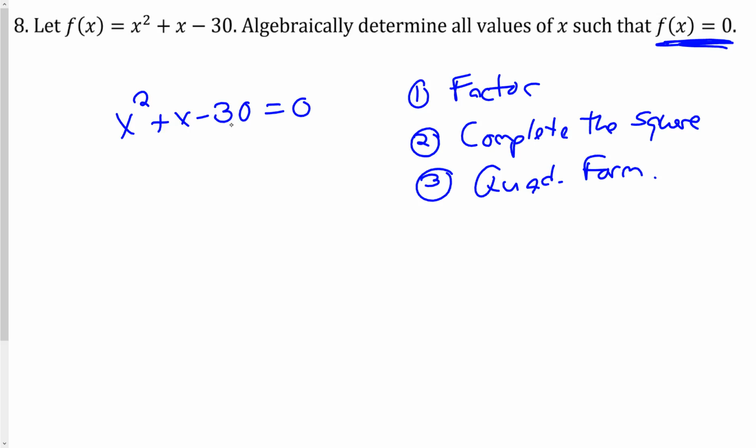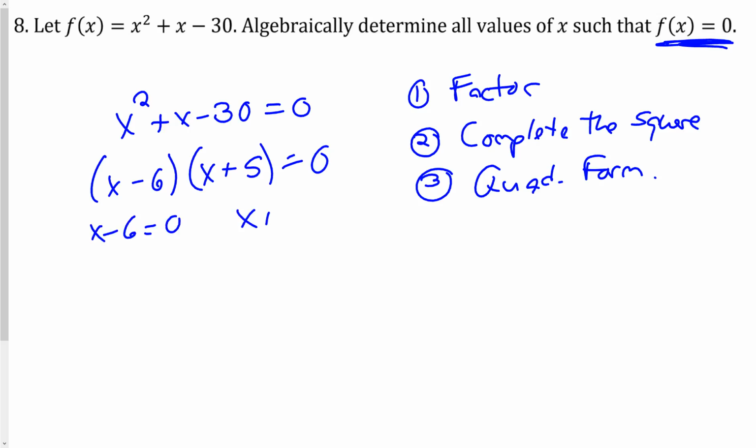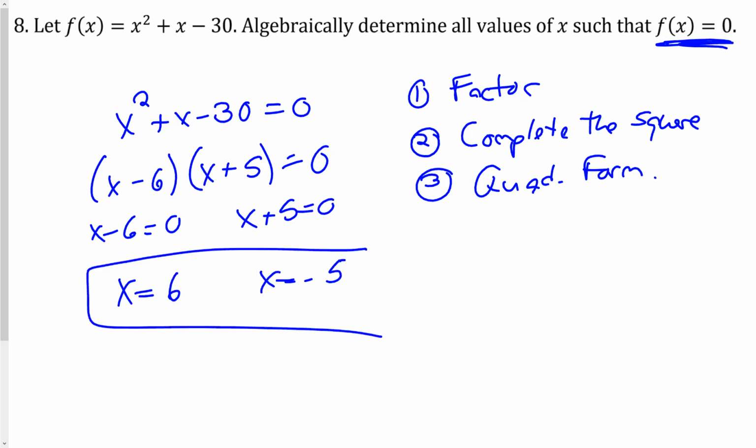What multiplies to negative 30 that adds to 1? Well, that's negative 6 and positive 5. So I know x squared plus x minus 30 is equivalent to x minus 6 times x plus 5. If I multiply two things together and get 0, either that thing is 0 or that thing is 0. So our solutions are x equals 6 and x equals negative 5. So those are the values of x such that f of x equals 0. Remember that these are called the roots, or the zeros, or the x-intercepts.